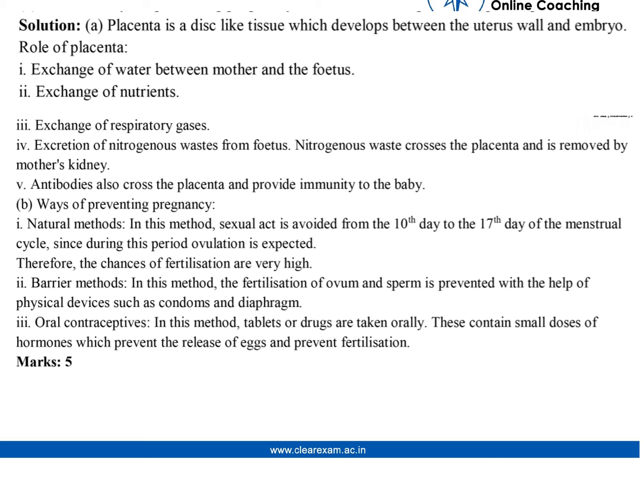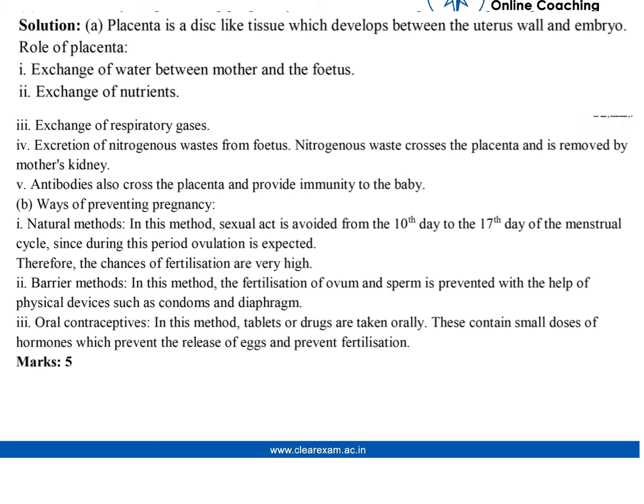The B part, we have to discuss how we can prevent pregnancy. First, natural methods. In this method, sexual act is avoided from the 10th day to the 17th day of the menstruation cycle, since during this period ovulation is expected. Therefore, the chances of fertilization are very high.